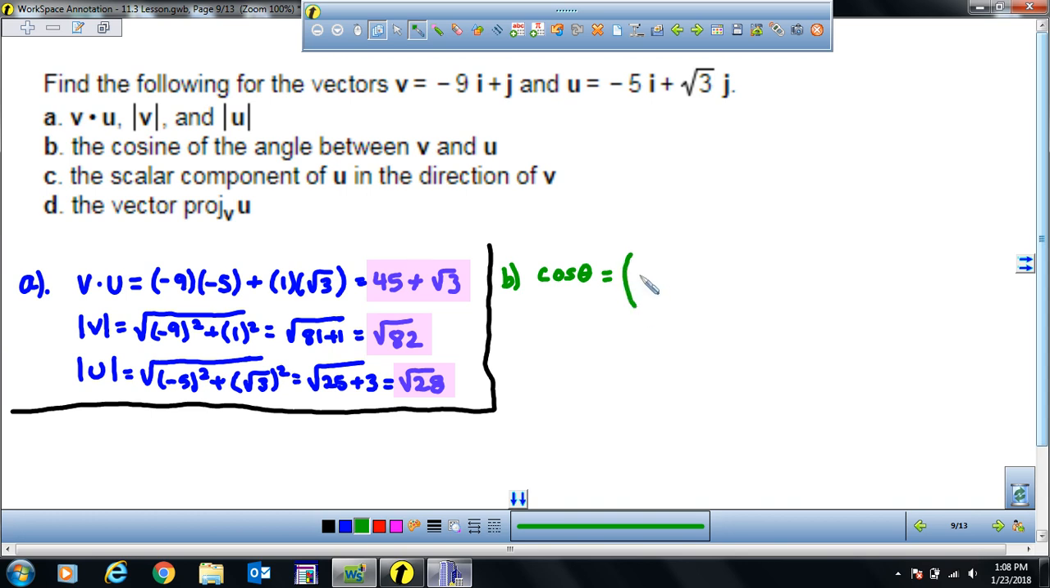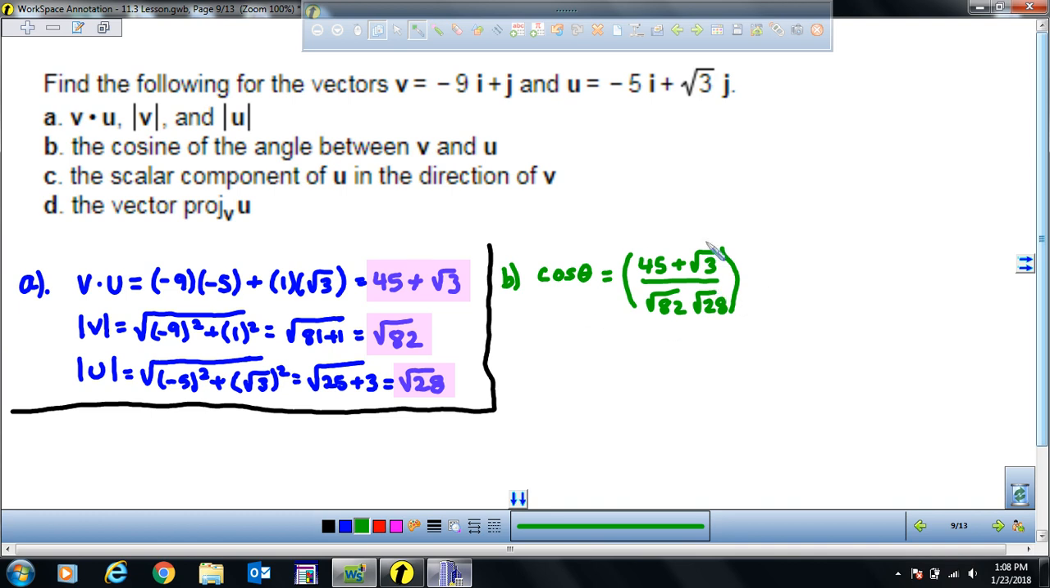Okay, cosine of the angle between v and u. You need the dot product of v and u, which is 45 plus the square root of 3, divided by the magnitude of v times the magnitude of u, which is the square root of 82 times the square root of 28. And that is the cosine of the angle. Okay? But then if I want to find the angle, then what I do is I do the cosine inverse of 45 plus the square root of 3 divided by the product of their magnitudes, which is the square root of 82 times the square root of 28.